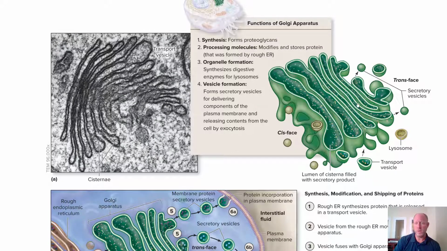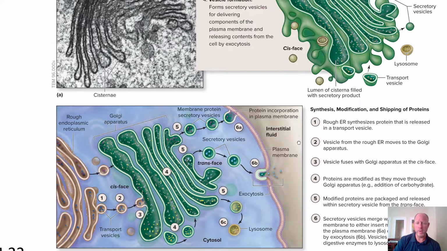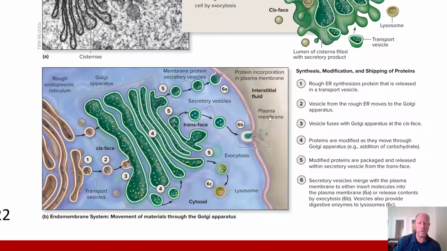You can see the cis face here, and then the trans face over here. The secretory vesicle is working there, and here's a better overall picture of what's going on. Here the rough ER synthesizes protein that is released into transport vesicles, and the vesicle from the rough ER then moves to the Golgi apparatus.